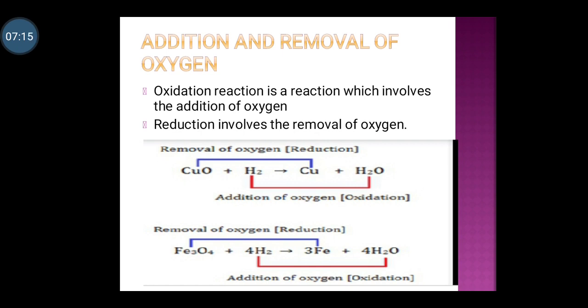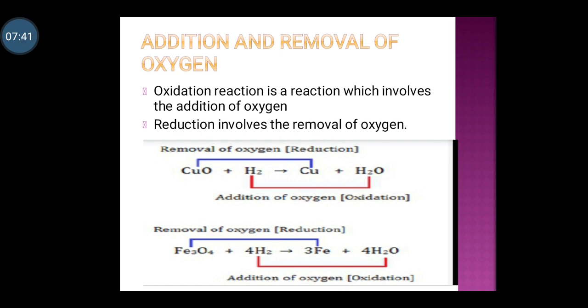Now from the equation there, you have copper oxide plus hydrogen. Copper oxide is CuO, plus hydrogen gas, produces copper and water. The one on your left hand side is called reactants, and the right hand side is products. I've taught you this in first term.